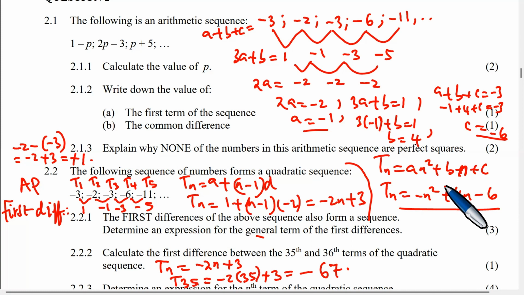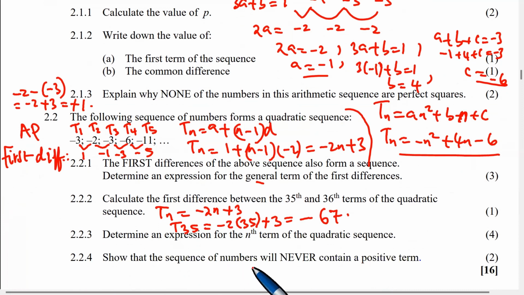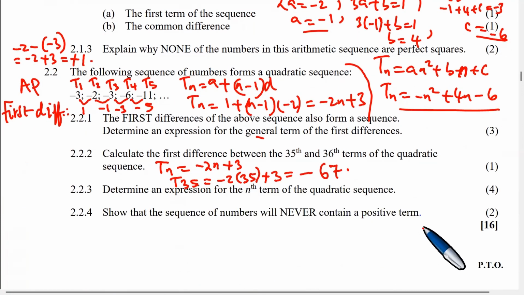The next question is to show that the sequence of numbers will never contain a positive term, because these are negative numbers: minus 3, minus 2, minus 3, minus 6, minus 11. So the question is, can there be a positive term? So we analyze this.